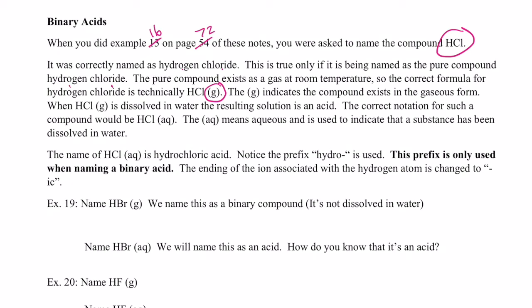When hydrogen chloride gas is dissolved in water, the resulting solution is acidic, so the correct notation for such a compound would be HCl with an (aq) in parentheses. This aq means aqueous and is used to indicate that the substance has been dissolved in water. Now, the name of HCl(aq) is hydrochloric acid. Notice the prefix hydro is used. This prefix is used only when naming binary acids. The ending of the ion associated with the hydrogen atom is changed to ic.